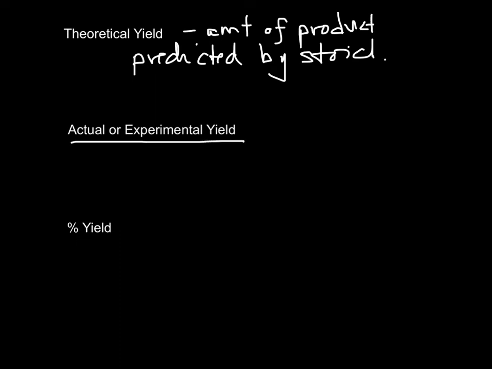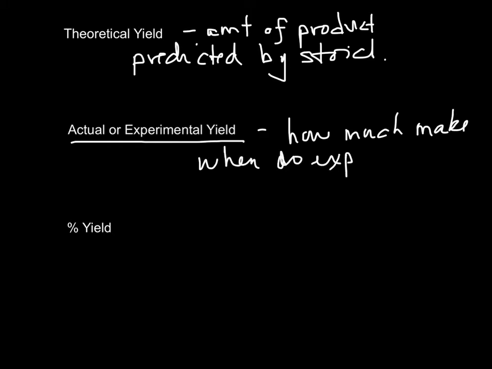Actual or experimental yield is when I actually do the experiment, how much do I make? So how much you make when you really do it. And for a number of reasons, the actual or experimental yield might be less than the theoretical yield. Occasionally, it's more than the theoretical yield.